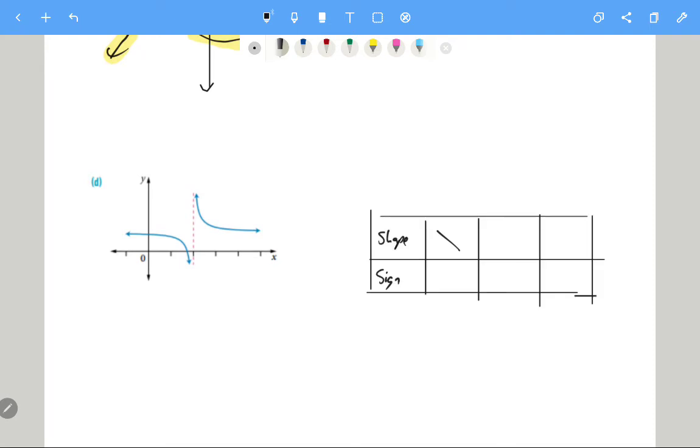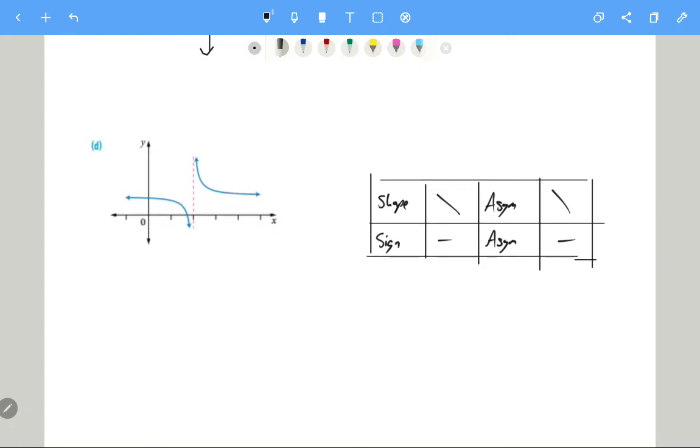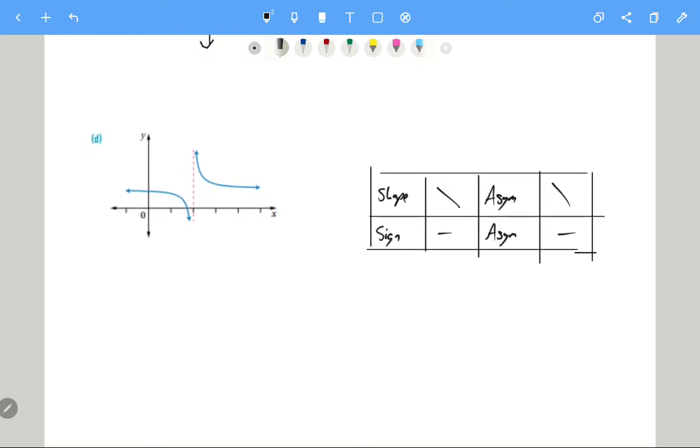So let's draw up our table. So it's negative, then there's an asymptote, and then there's negative again. So for this graph, it's going to be negative, and then it is going to be negative again, except there's going to be an asymptote in the middle. This is how it's going to look.